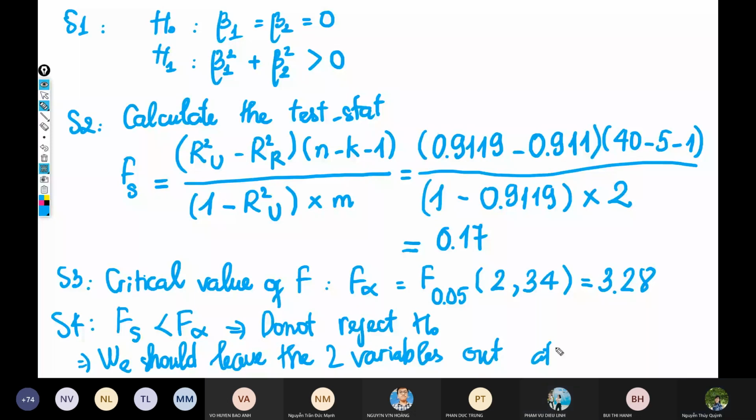Because we do not reject H0, we do not have enough evidence to say that fare and gas price have a joint effect on our bus travel. That's why we should leave the two variables out of the model at 5% level of significance. Okay, thank you, Diệu Linh. Do you have any questions here?